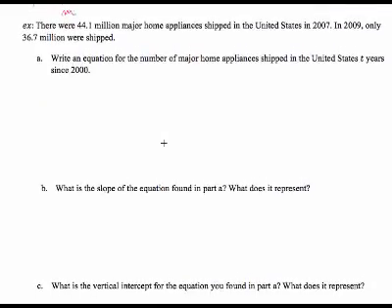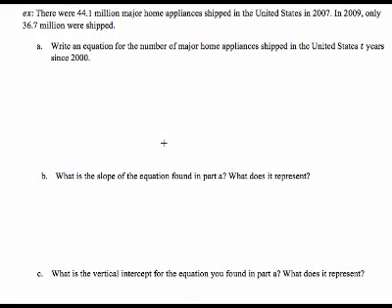I think this is a really good example, and I do think you should try it. Definitely pause the video and try it first. But I'm going to go ahead and work it just in case you need it. There were 44.1 million major home appliances shipped in the United States in 2007. In 2009, only 36.7 million were shipped. Write an equation for the number of major home appliances shipped in the United States T years since 2000.